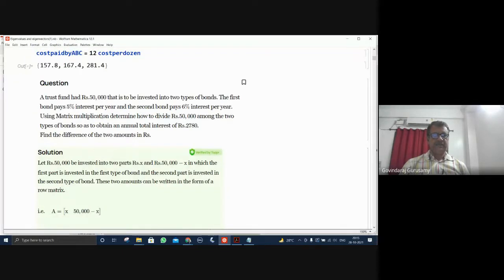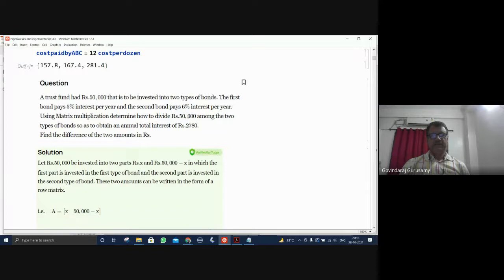Next, another interesting problem. A trust fund had 50,000 that is to be invested into two types of bonds. The first bond pays 5% interest per year and the second bond pays 6% per year. Using matrix multiplication, determine how to divide rupees 50,000 among the two types of bonds so as to obtain an annual total interest of 2,780.